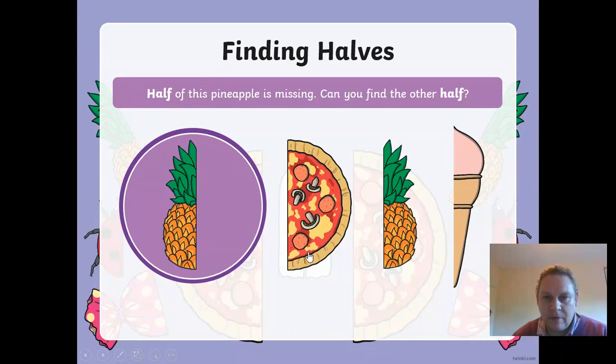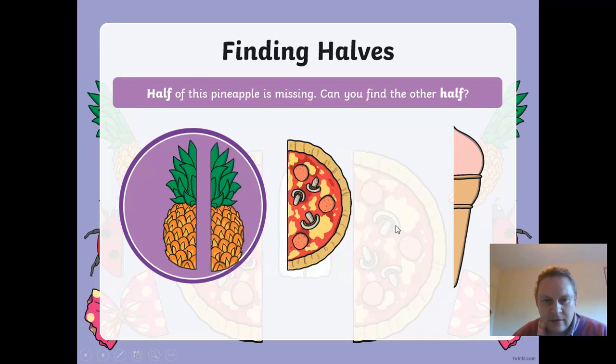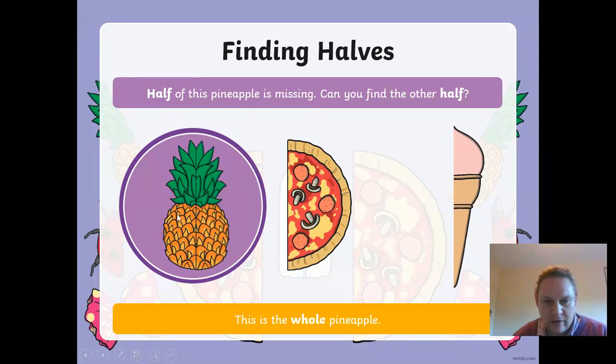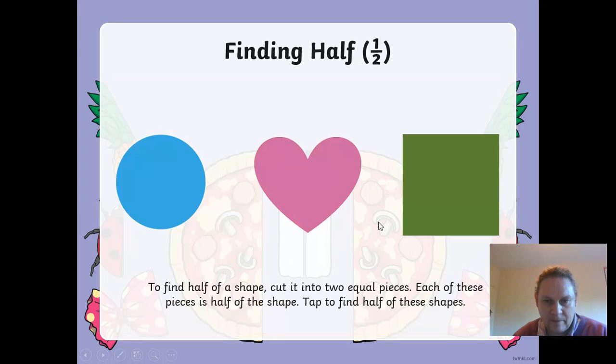Half of this pineapple is missing. Can you find the other half? There is two equal sized pieces. Pineapple's been cut right in half down the middle. The whole pineapple there, and we've got two halves.